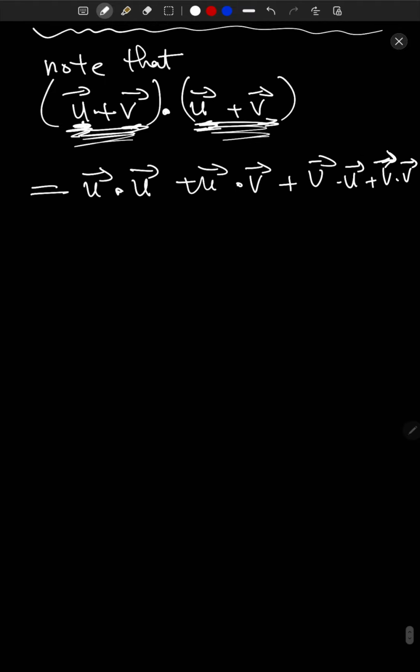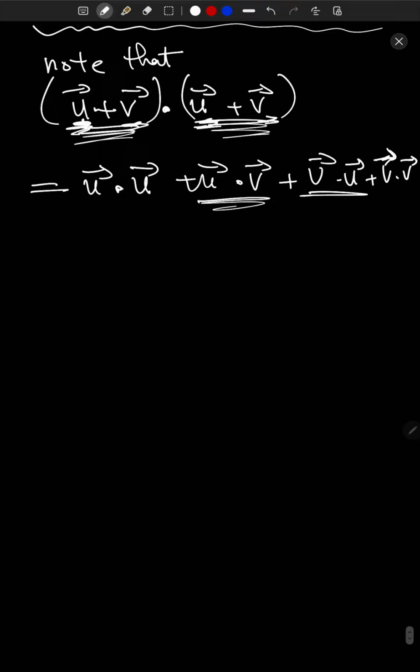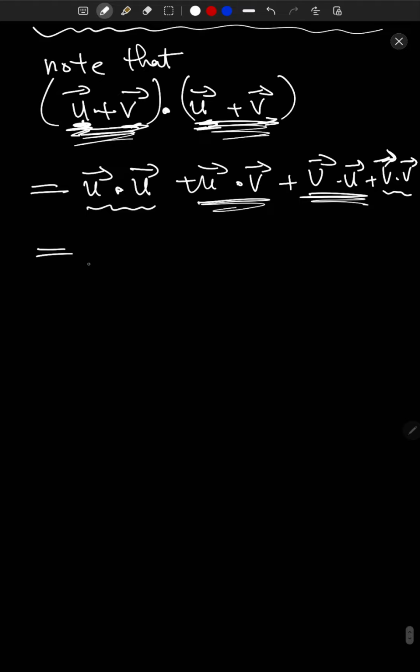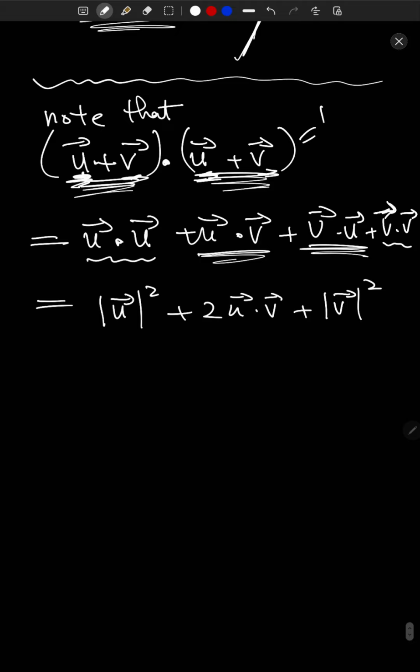Well, u dot v is the same as v dot u, right? We've talked about that. And u dot u is the length of u squared, v dot v is the length of v squared. So this is the length of u squared plus 2 u dot v plus the length of v squared. And again, this up here is the length of u plus v, squared.